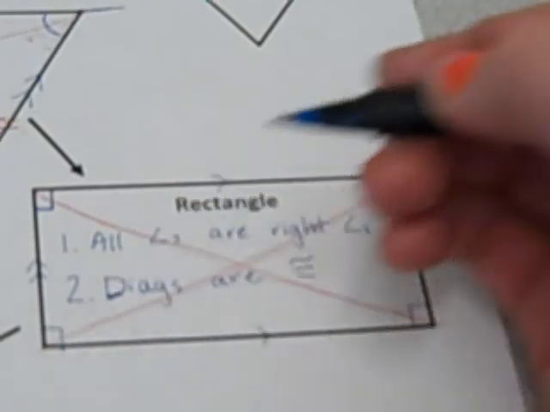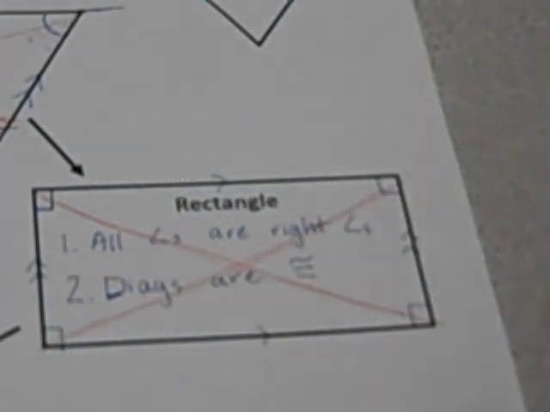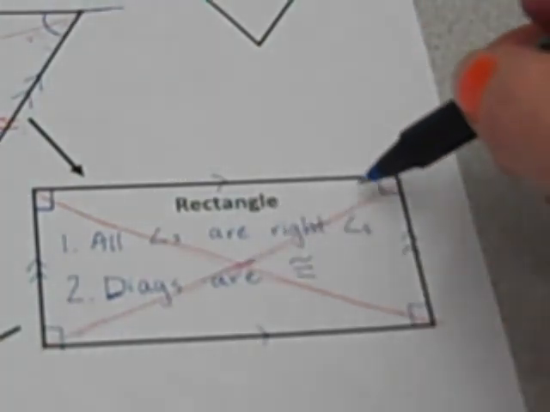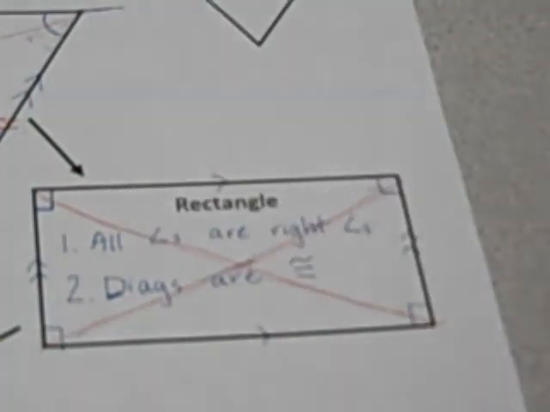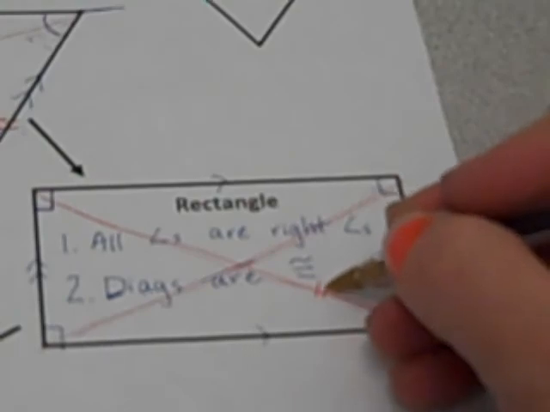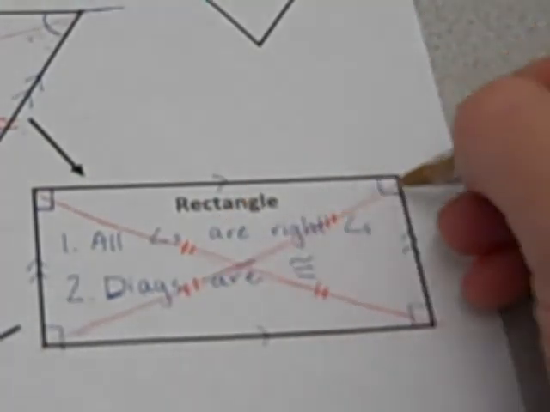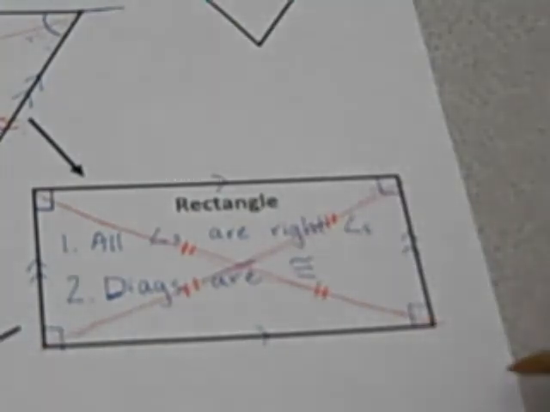And yes, it still does bisect. So, this part of the diagonal is congruent to that part. This part is congruent to that part. Same as in that parallelogram. But, not only that, the whole thing is congruent to each other.